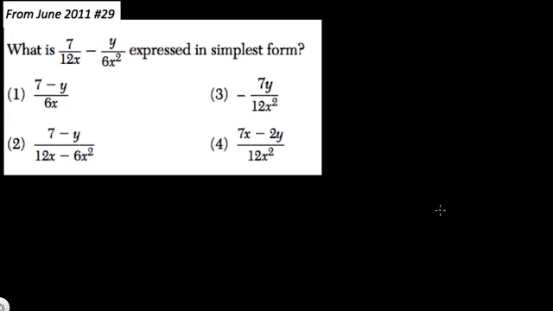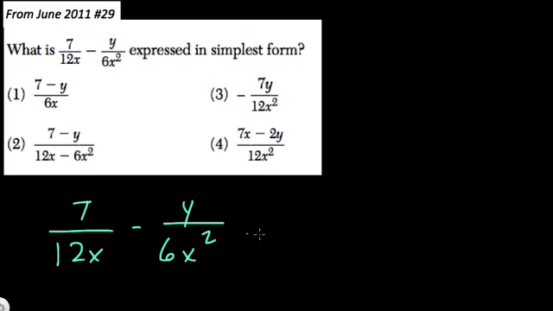Okay, so we have an algebra problem here with fractions, and we want to express in simplest form. We have 7 over 12x minus y over 6x squared. How do we do this? Well, this problem's fun because it reminds me of what we do with fractions in general, right?